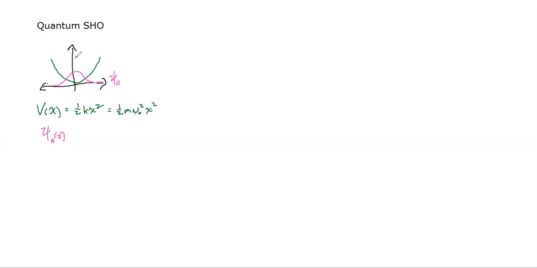And then the next excited state, first excited state, would look like a Gaussian times x. And we actually solved that. And then the next one would look like a Gaussian times x squared minus something, and so on. And so each one of these will have its own energy as well. So that's just the physics review.